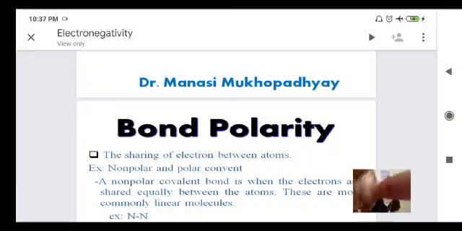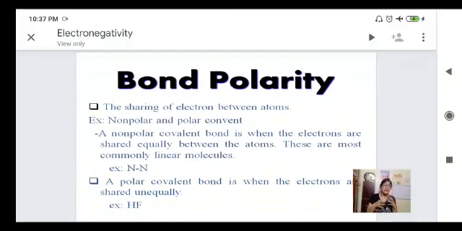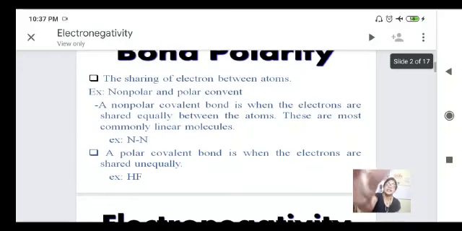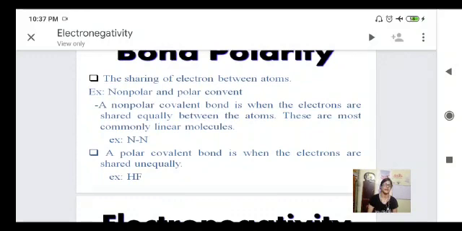A non-polar covalent bond is one where the electrons are shared equally by the two atoms between which the bond is made. These are most commonly linear molecules. For example, if we consider two similar atoms, nitrogen and nitrogen, or oxygen and oxygen, the bond formed between them is a non-polar covalent bond, because they are the same in nature, having the same electronegativity, that is the same attraction towards the electron. So the two bonded electrons will be equally shared by both of them.